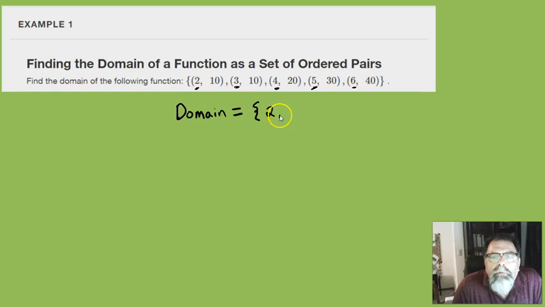And we're going to use roster notation, where we list out each member of the set, which in this case is the domain of the function. So we list 2, 3, 4, 5, 6.